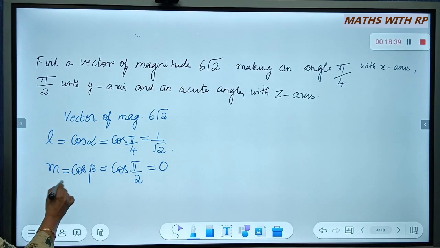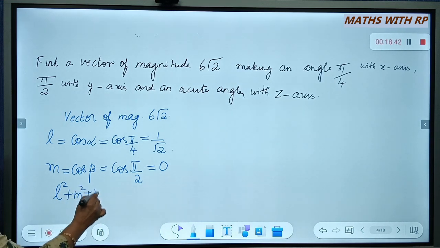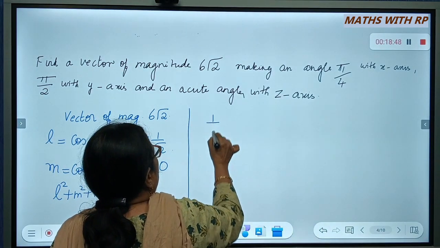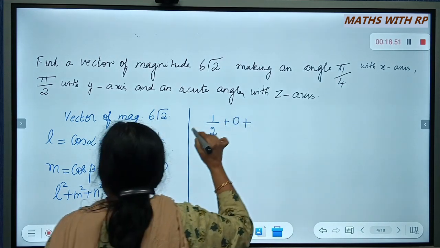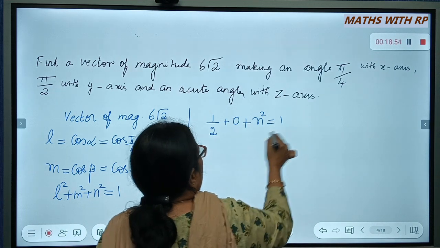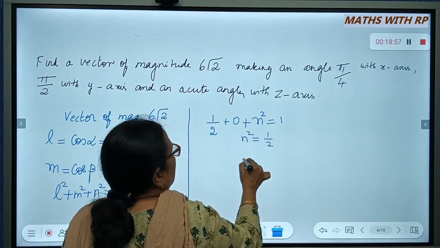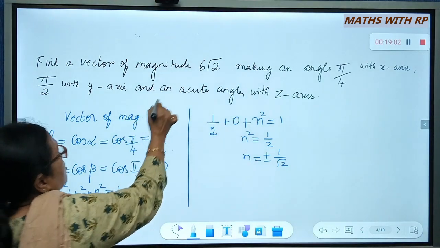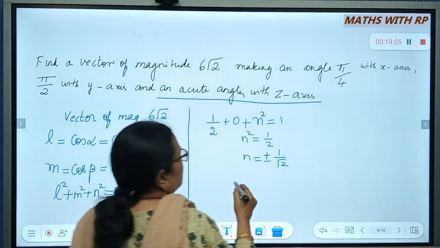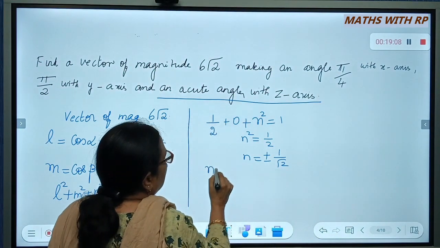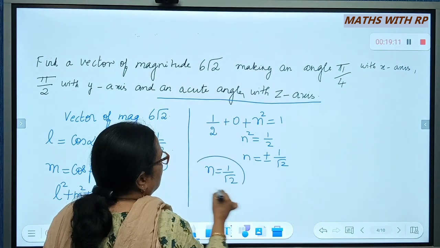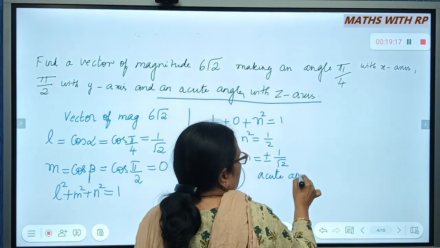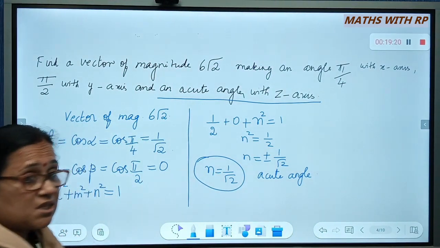You know the fact that l square plus m square plus n square is 1. Therefore, 1 by 2 plus 0 plus n square equals 1, or n square is half. n equals plus or minus 1 by root 2. But it is also given that it makes an acute angle with the z-axis. Therefore, n is only 1 by root 2, because of the acute angle condition which is given.